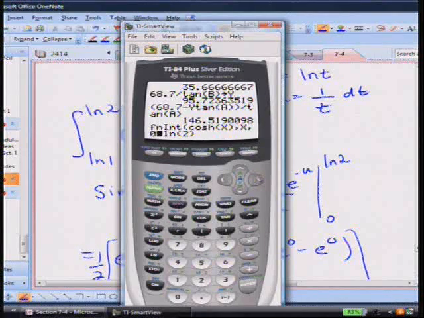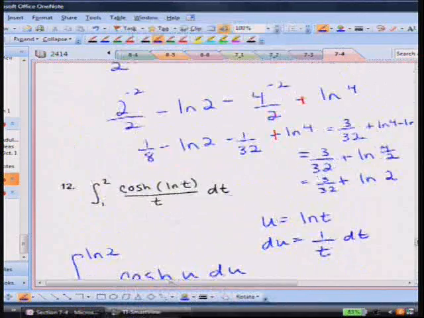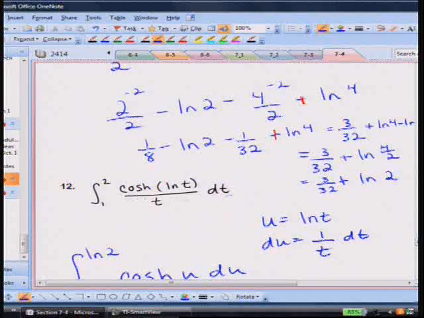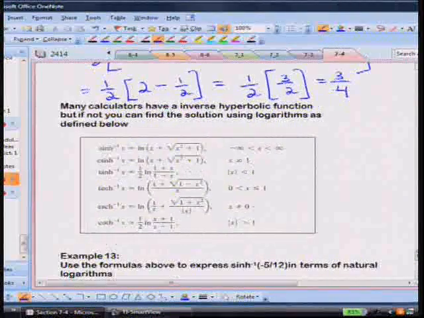Comma 0 to ln 2. I'm going to give it to you. That was easier than doing it. Okay, so there you go. That's kind of fun. And you actually could have typed it in from this step, from the very beginning, if you had wanted to. But you wouldn't have gotten to think as hard as you did this way.